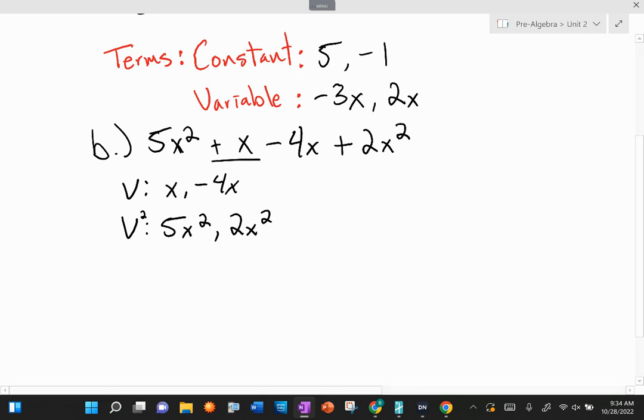A lot of chit chat, guys. I know. Combining like terms is very exciting stuff, but if we could just listen a little bit better, that would make my job a lot easier.